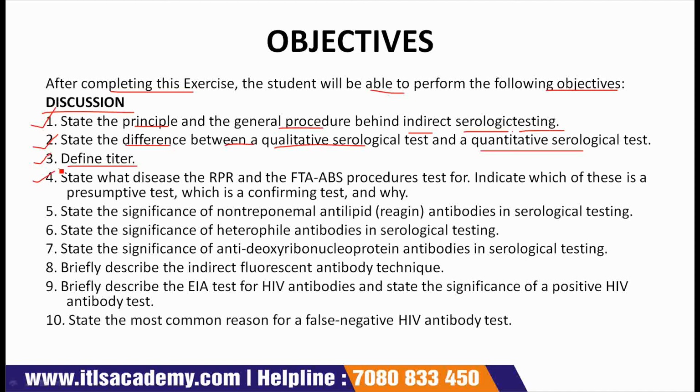Point 4: state what disease the RPR and the FTA-ABS procedures test for. Indicate which of these is a presumptive test, which is a confirming test, and why. Next point: state the significance of non-treponemal antilipid or reagin antibodies in serological testing.